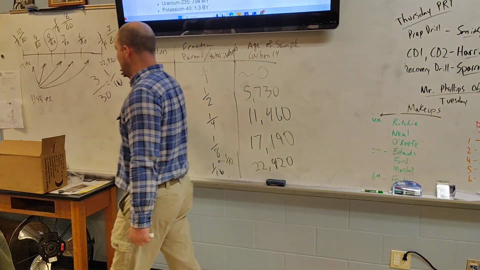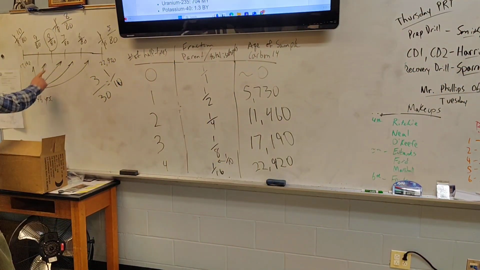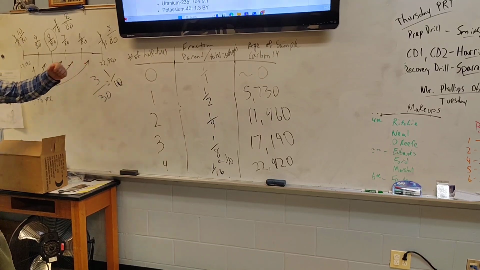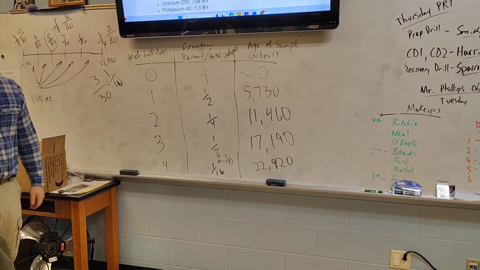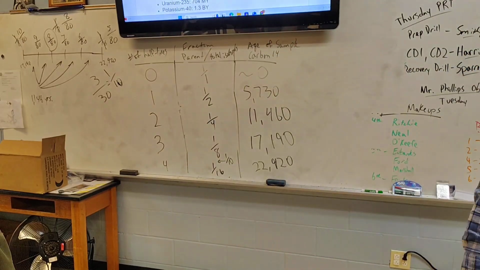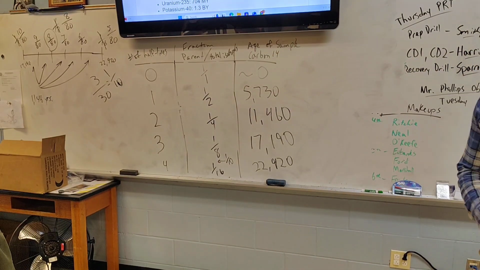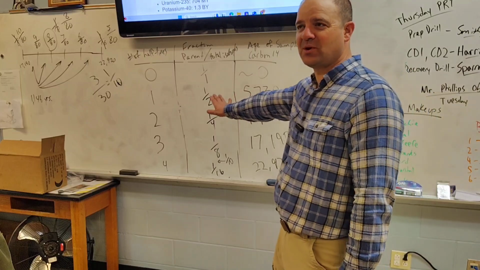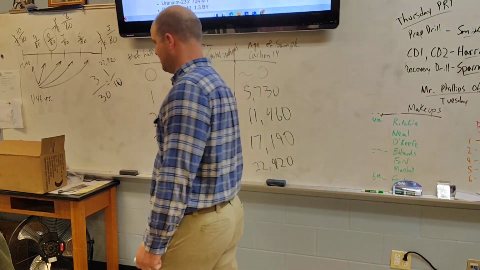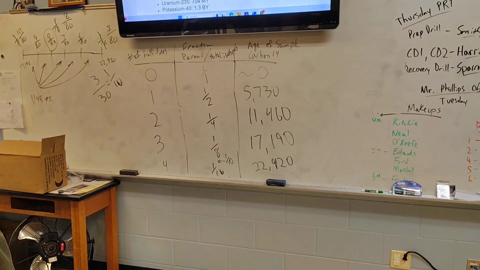Or you could say, hey, 1,146 years for each of those increments, 1, 2, 3. So 3 times 1,146, and then you could subtract it from 22,920. See how you could get it from either end of the timeline? Does that make sense? Don't worry if you don't get it yet, this is our first one of the day. We'll do another one or two. So what's our age?